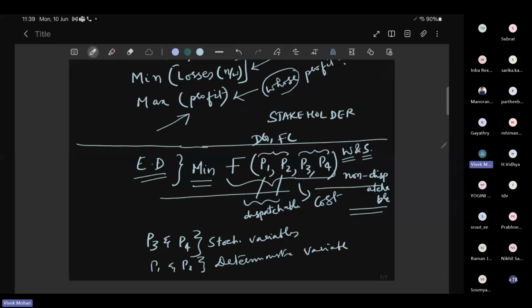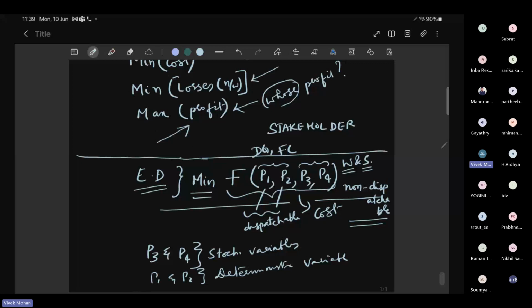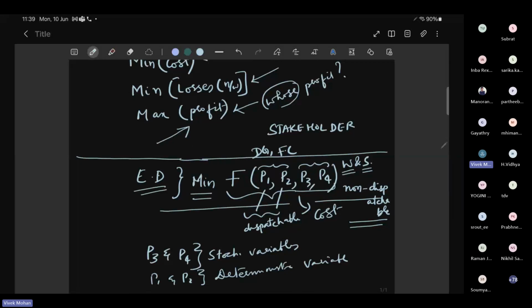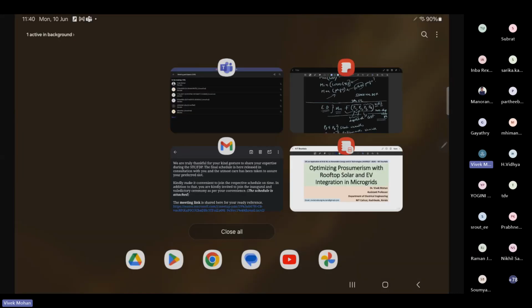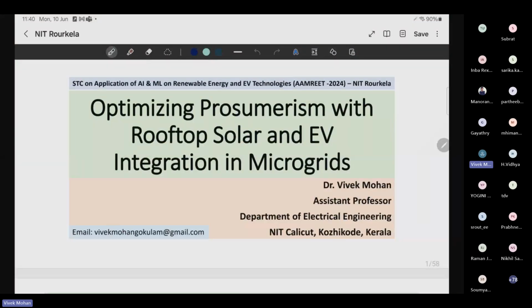Identifying the stakeholders, what could be the objectives of each of the stakeholders, then how to formulate those objectives, how to approach the optimization problem, and how to earn maximum benefits by utilizing the microgrid resources. That is what we'll be discussing. So we'll come back to this later. I'll just go back to my presentation now.